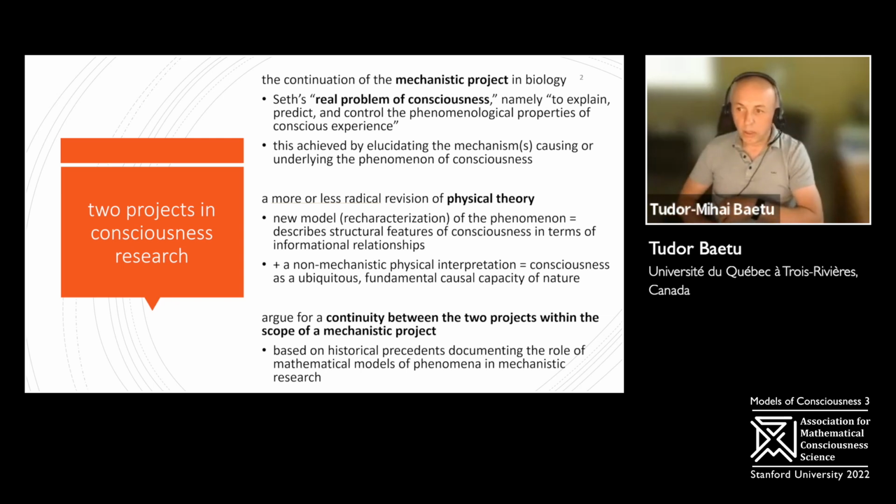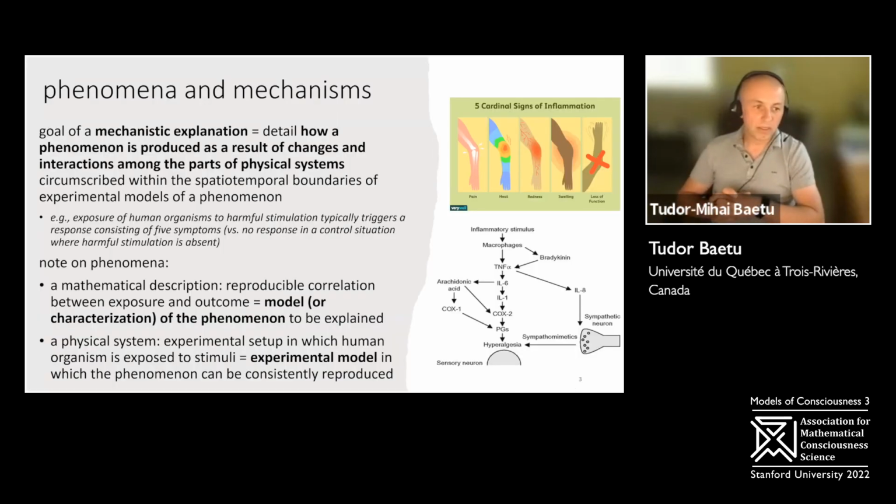All right, so a quick introduction to the new mechanistic philosophy in biology. What is the goal of a mechanistic explanation? There are several definitions. I'll give you the one that I prefer, which would be to detail how a phenomenon is produced as a result of changes and interaction among the parts of physical systems. And these physical systems are usually circumscribed within the spatio-temporal boundary of an experimental model of the phenomenon.